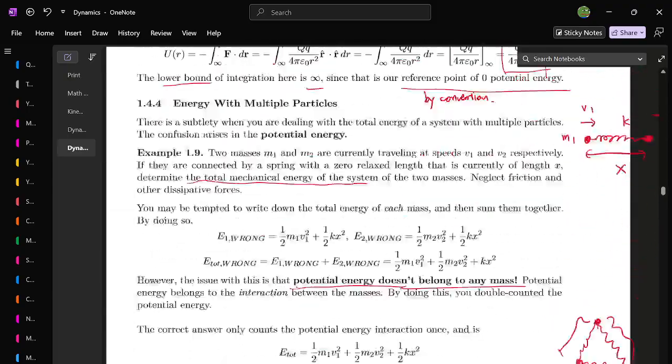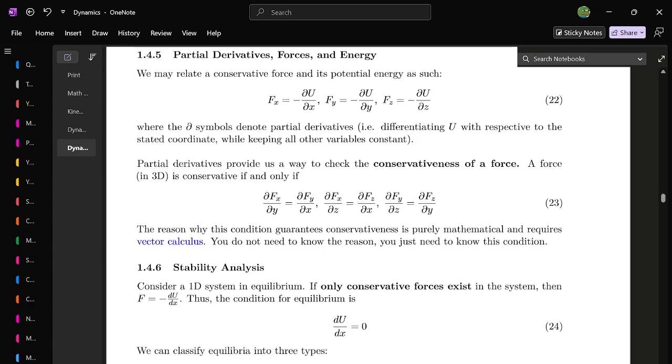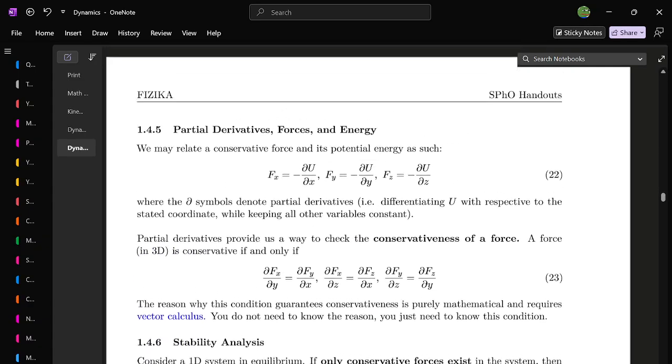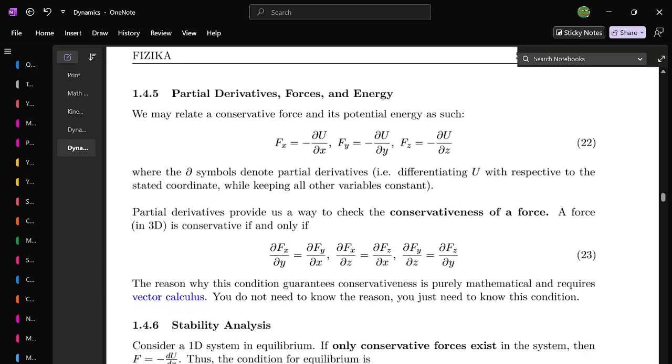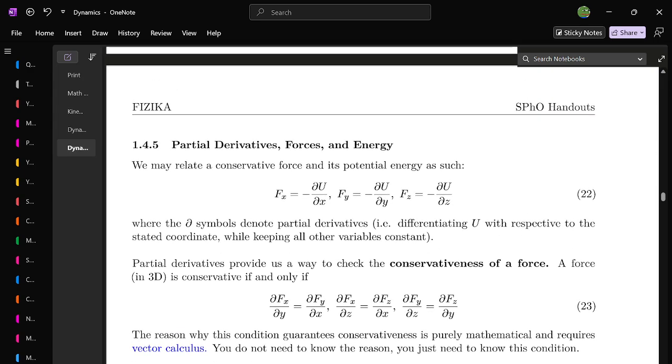Okay, so that's for multiple particle energy. So now just some partial derivative stuff. We can relate a conservative force and potential energy as such. This is by definition.